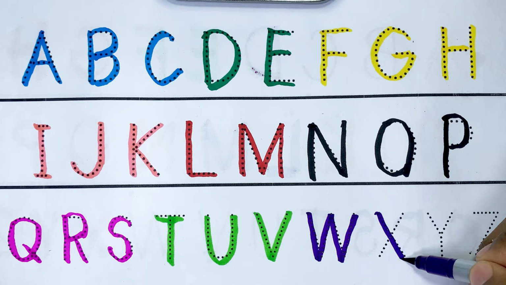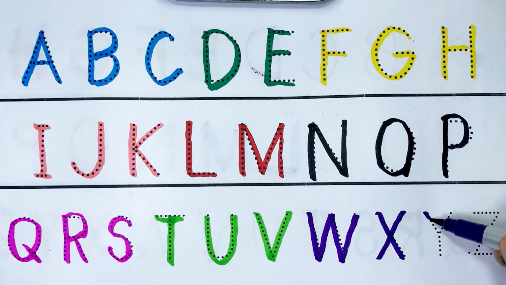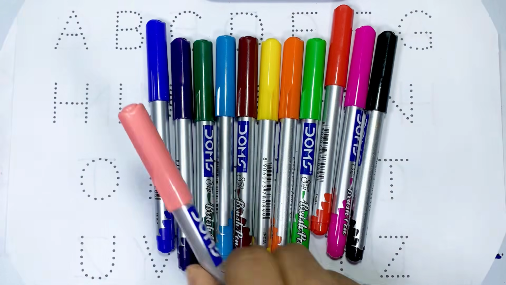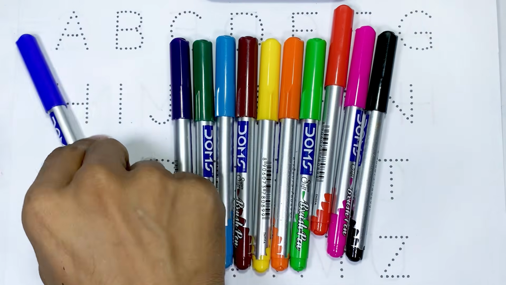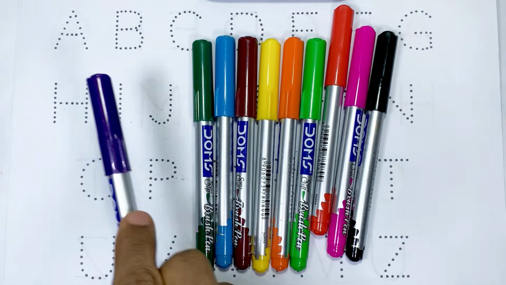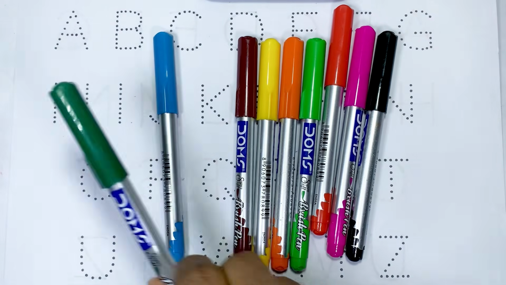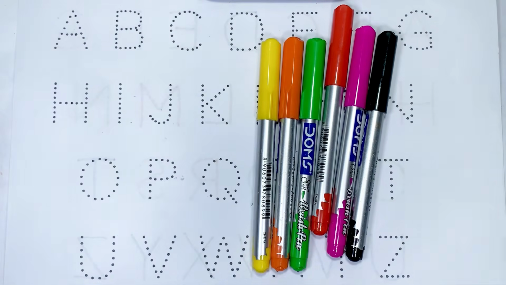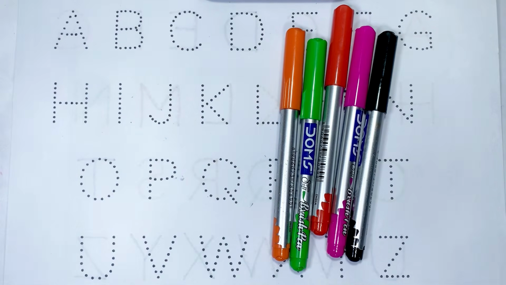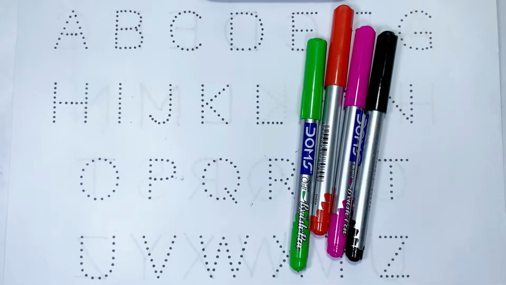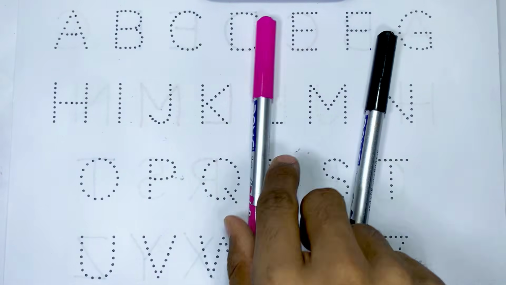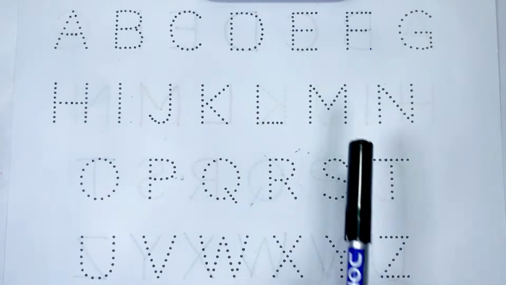W for wheel. X for telephone. Y for yo-yo. And Z for zebra. Light green color, blue color, purple color, green color, sky blue color, brown color, yellow color, orange color, light green color, red color, green color, and black color.